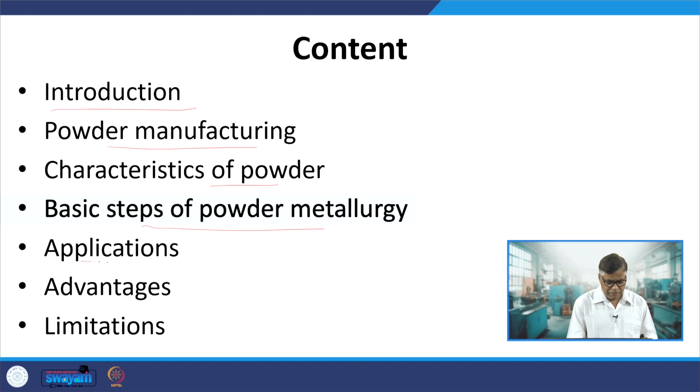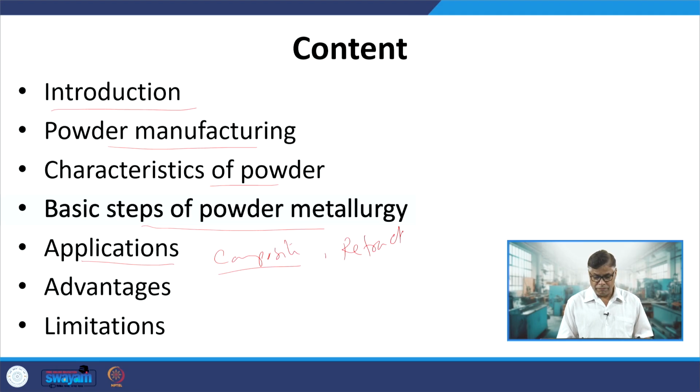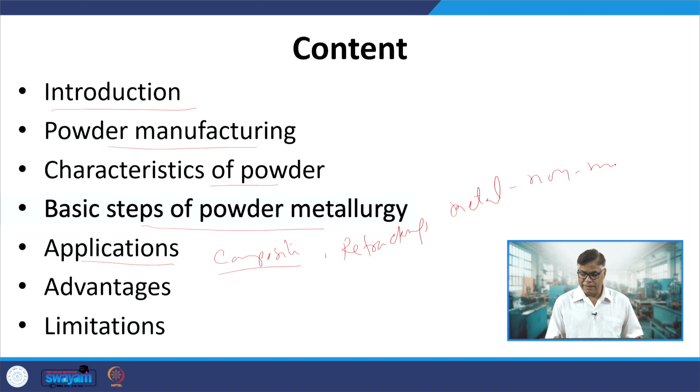And what are the typical applications where powder metallurgy is used? This is particularly used for making components of composite materials, or materials which are refractory in nature, or components made of a combination of metal and non-metallic material. So, like say we want to build up something with carbon and graphite. Okay, so completely different kinds of materials are brought together.